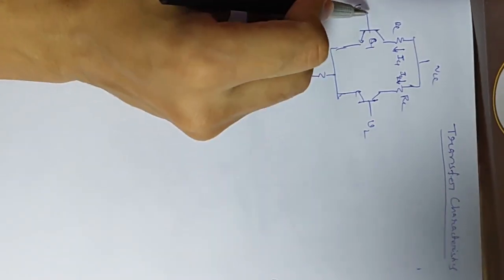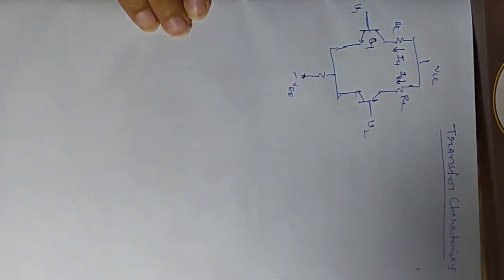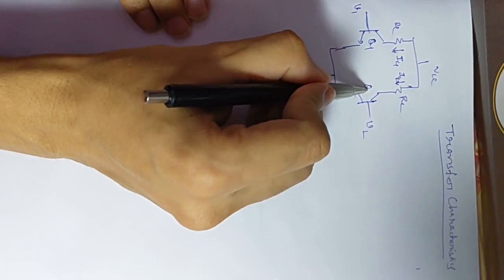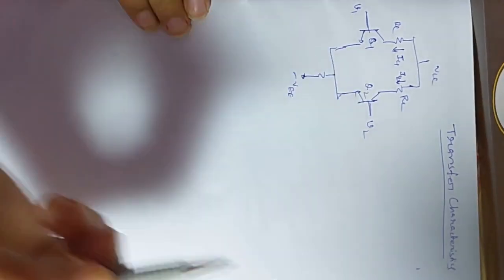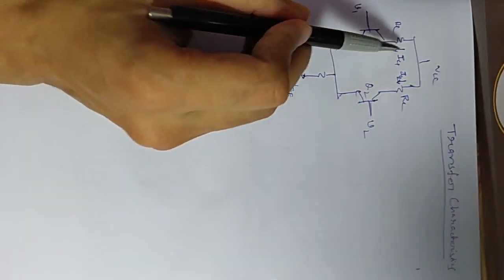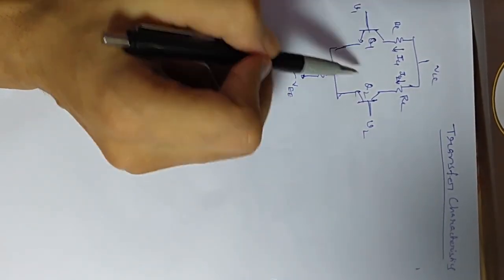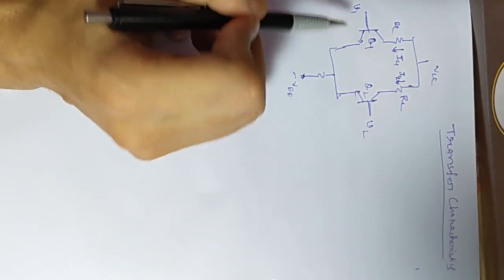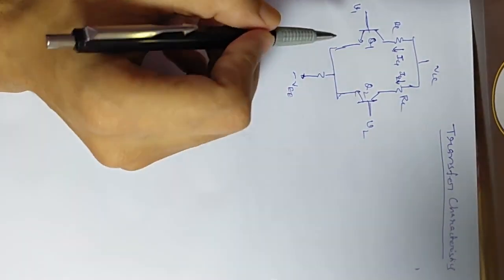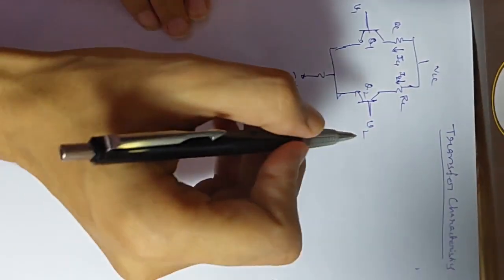The base of the Q1 is connected to input voltage V1. Base of the Q2 is connected to V2. Collector currents are IC1 and IC2. We'll assume both transistors are identical, and we can write the collector current equation.